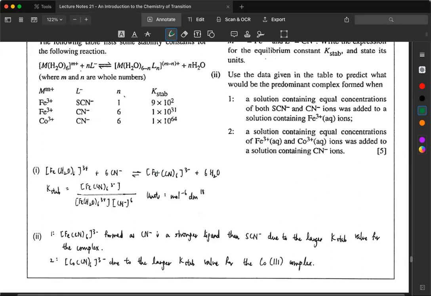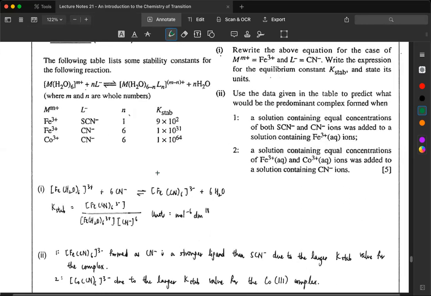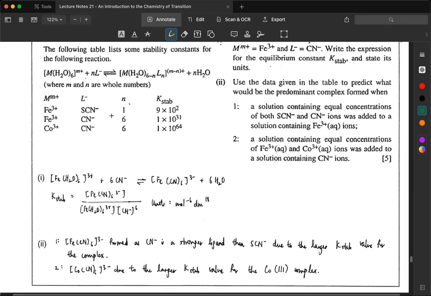Okay, just write it. Part 2, predict what will be the predominant complex formed when a solution containing equal concentrations of SCN minus and CN minus is added to the solution. You will form, wait a minute, CN minus is a stronger ligand as seen from the table. So you'll form this one instead.